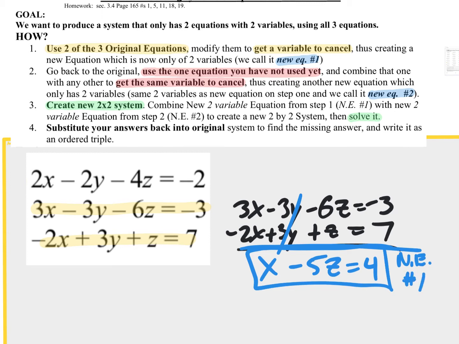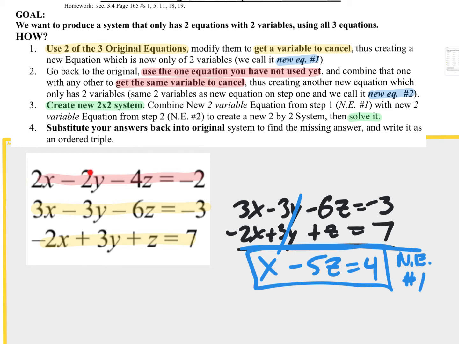And then we go back. We go to step 2. It says go back to the original. Use the one you have not used yet. This is the one we have not used yet, right? It's highlighted up here in red. I'm highlighting it in red. But this is equally important. Get the same variable to cancel. So you need the y's to cancel. So you need to use this one, and you need to make this negative 2y disappear.